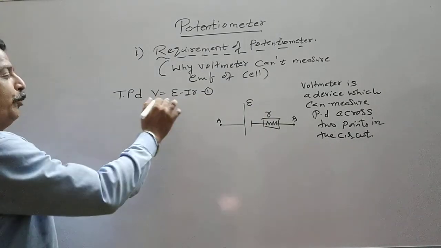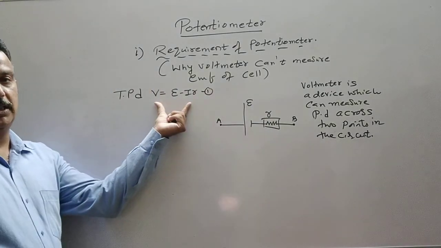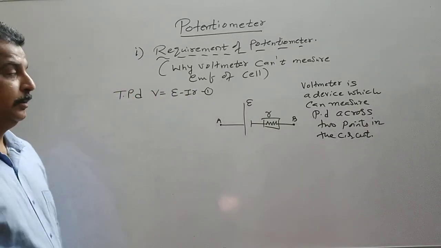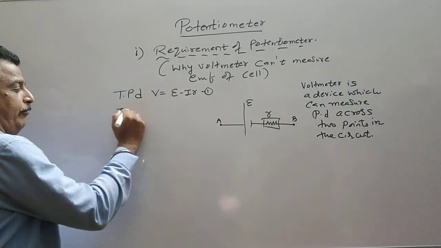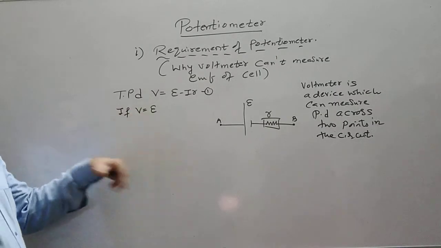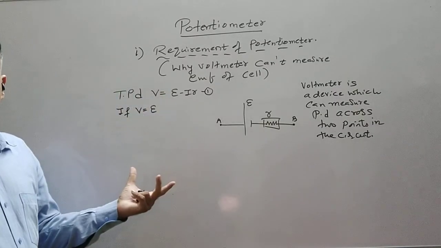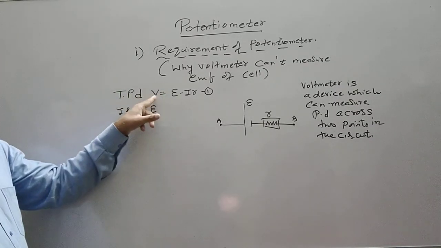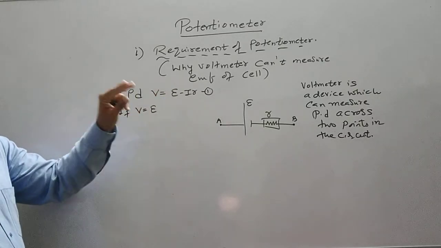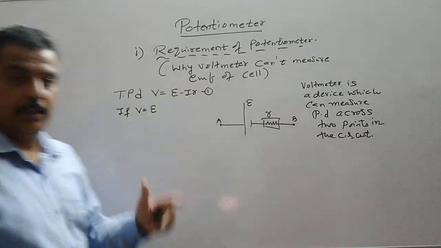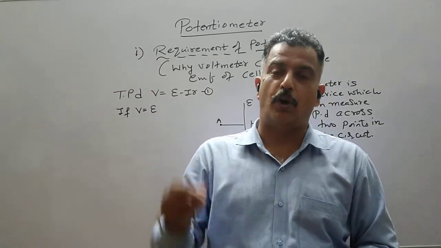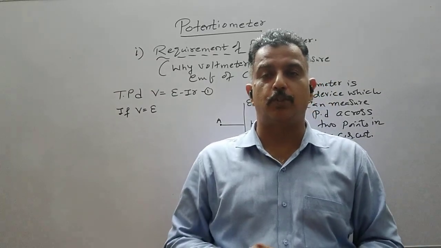Now see, the only possibility, first we come to this formula. The terminal potential difference is defined as V equals E minus Ir. If we want terminal potential difference V to be equal to E, then there are two possibilities. Either the internal resistance of the cell should be 0 or the current flowing through the circuit should be 0.